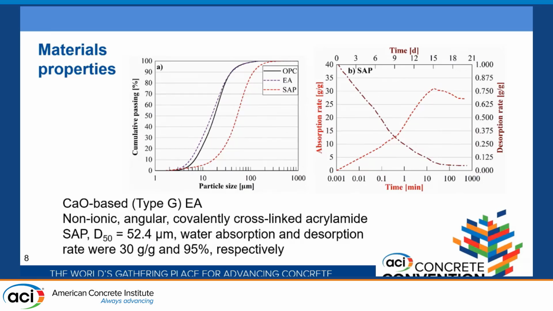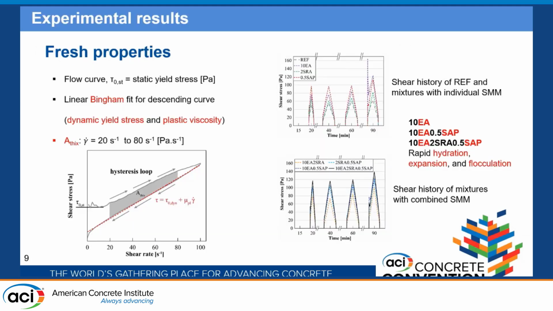You see the material properties. I use type G, whose hydration product is portlandite, for the expansion. SAP with D50 of 52, water absorption and desorption of 30 gram per gram and 95% in 2 weeks was used, as you see on the right graph.